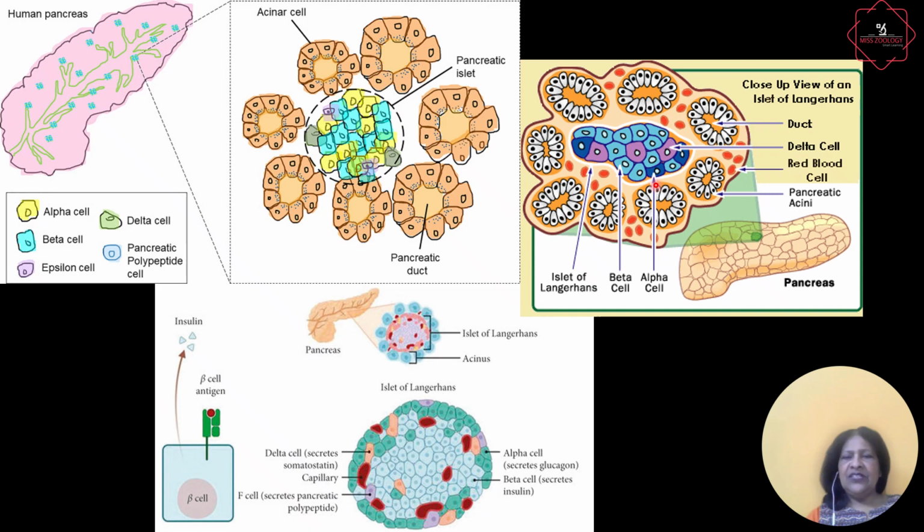We have the deep blue colored alpha cells, we have the light blue colored beta cells, and we do have little purplish colored delta cells. These 3 are very important cells, but beyond that we also have the epsilon cells and the pancreatic polypeptide cells, scattered within the pancreas.